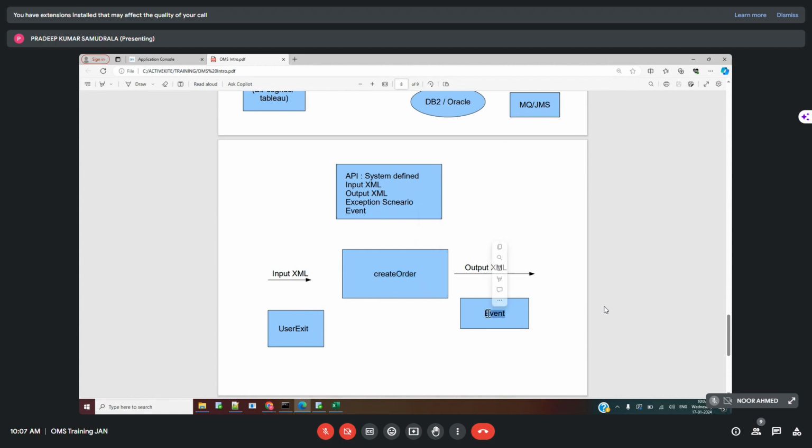And what is meant by an event? An event is nothing but the outcome of the API. For example, you have invoked the create order API. It can be a success, or it can be a failure, or it can raise any kind of exception, or it can provide any kind of result. So whatever the outcome of the create order API is, it will raise that particular event.